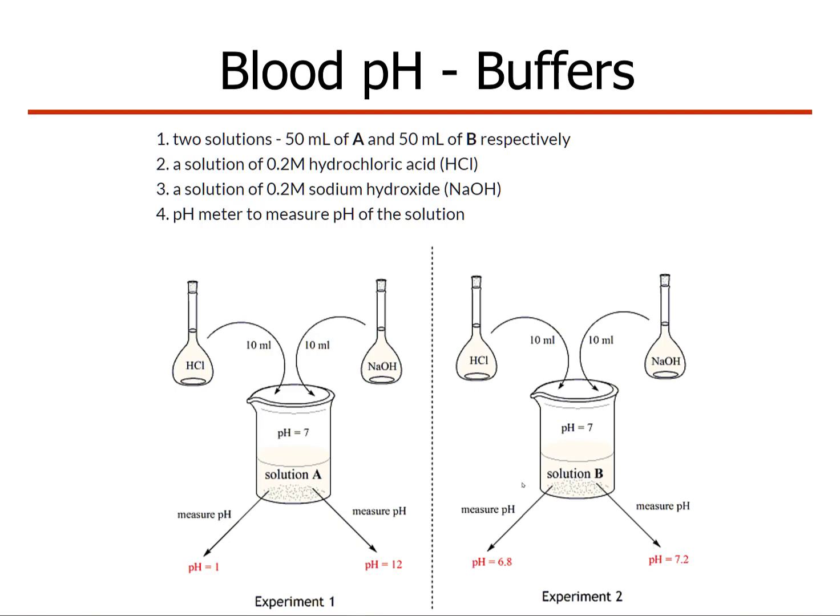So the buffering capacity is being able to control the solution. That's the point of this diagram. Solution A, the buffering capacity is lousy. You add 10 ml of HCl, the pH goes to 1. You add 10 ml of sodium hydroxide, the pH goes to 12. You see, in a buffered solution you can add 10 ml of HCl and the pH changes from 7 to 6.8, and you add sodium hydroxide to the solution. So between these two, solution B has much more buffering capacity than solution A.